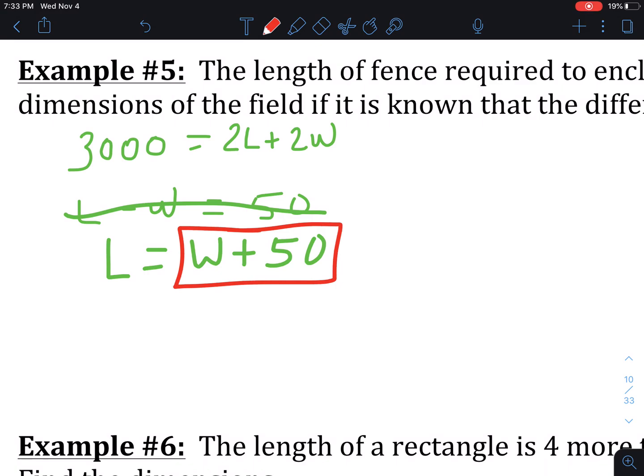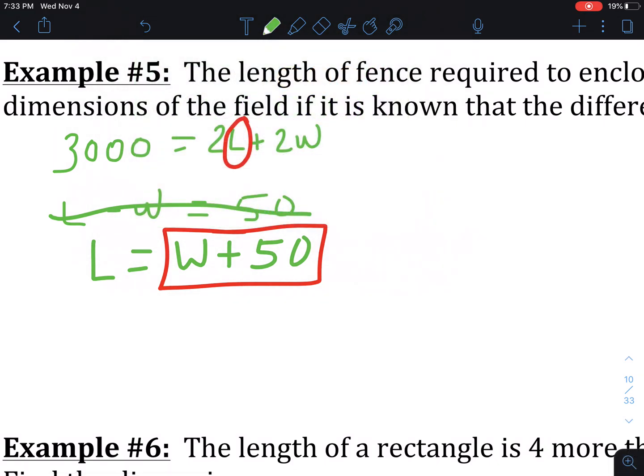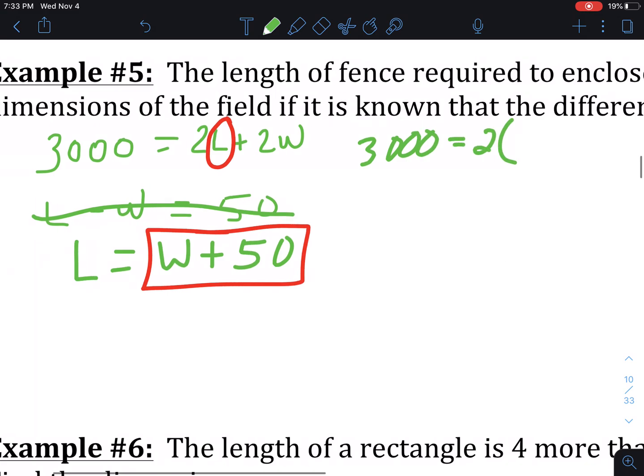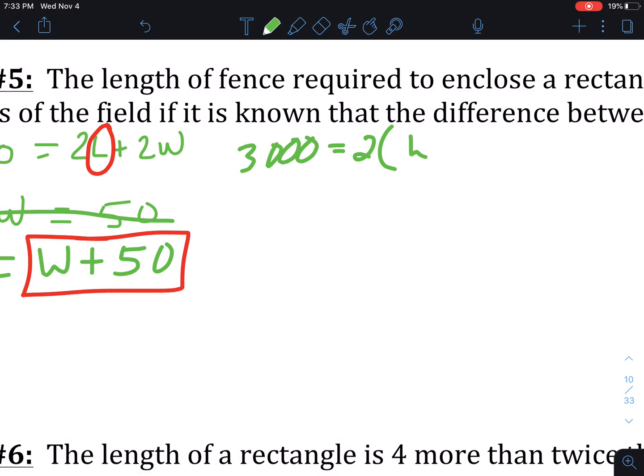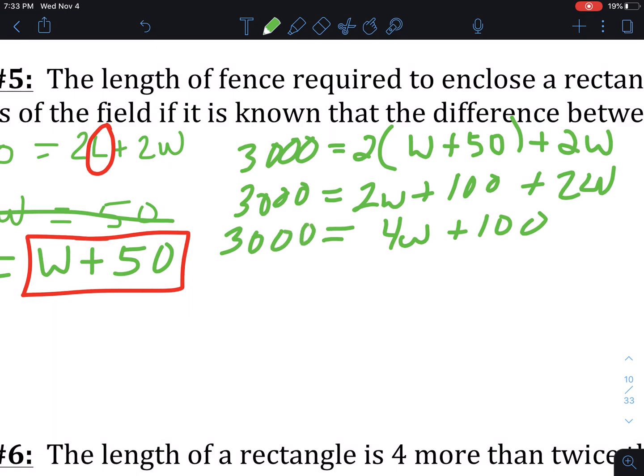You would box that in. That's going to go in for the L, since it says L equals. So you have 3,000 equals 2 times, substitute out the L, put in the W plus 50, and plus 2W. And now solve this for W. Distribute the 2. Combine like terms: 2W plus 2W is 4W. Subtract 100.